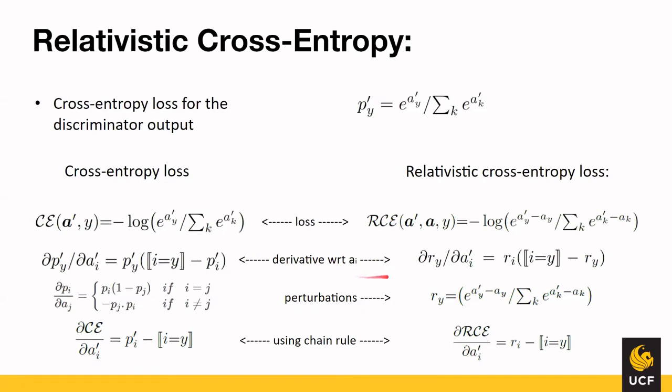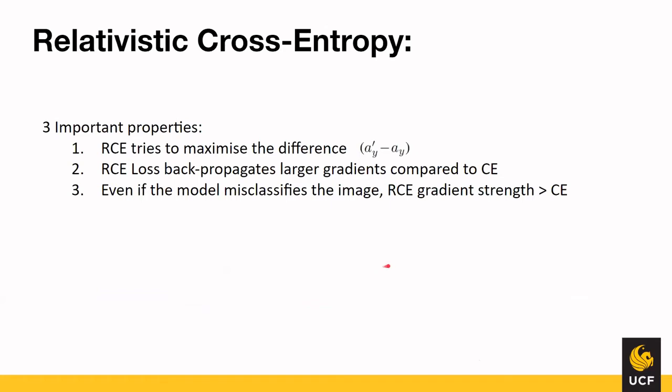Now, the advantage of this is that the RCE tries to maximize the difference itself. So the gradient strengths will be larger for relativistic loss compared to the cross-entropy loss. Further, they also mention that since they don't have access to the label space itself, whatever prediction the model generates, it'll just be farther away from that. So the model misclassifies the image no matter whether we use the label space or not. So the gradient strength of RCE will always be greater than the cross-entropy loss.